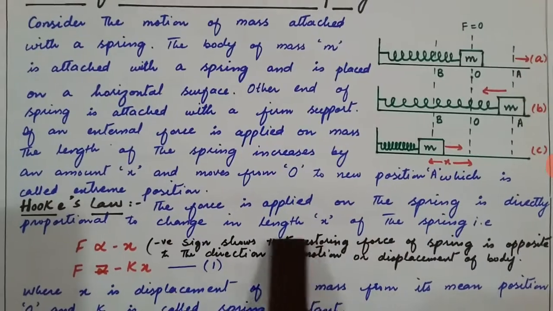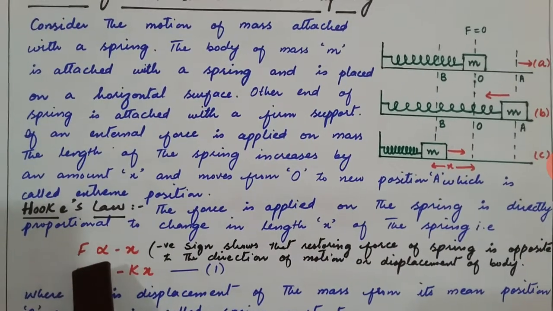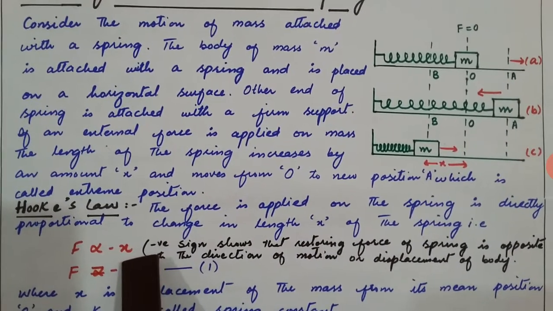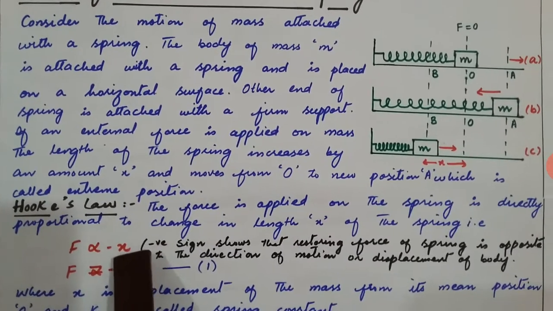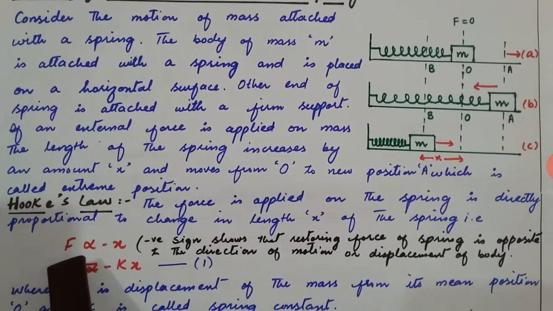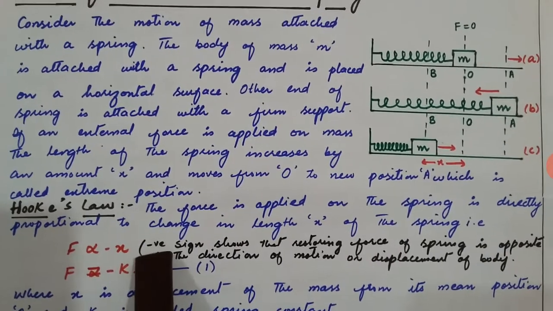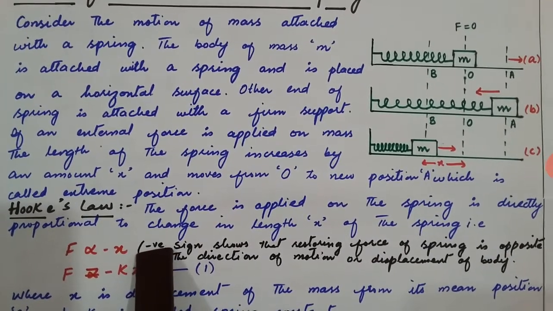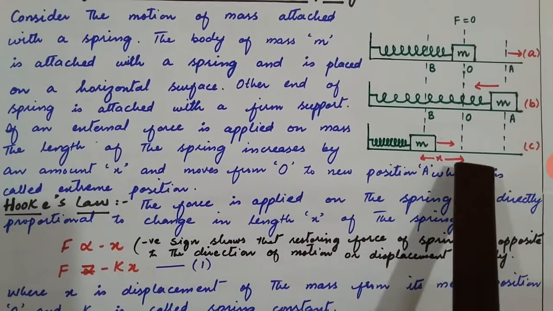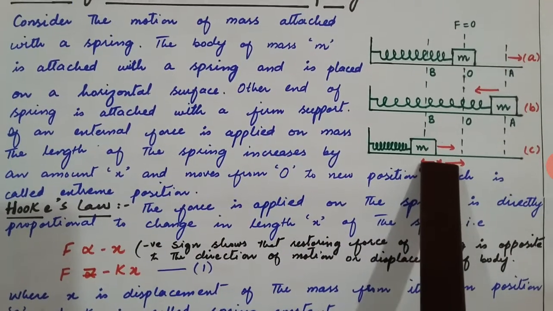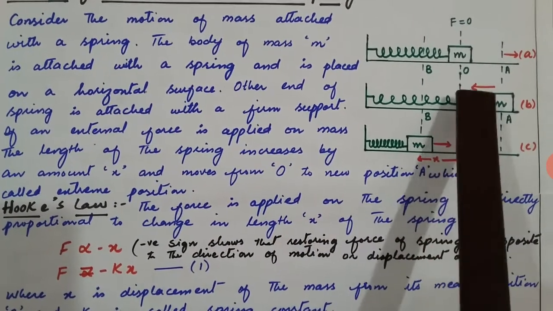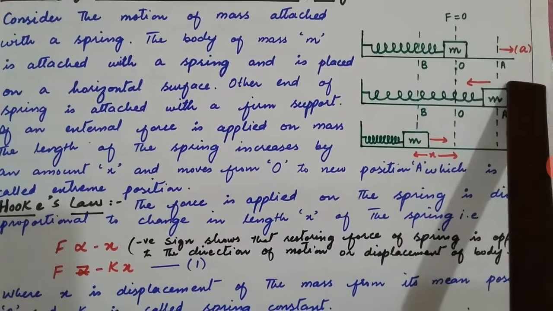So we will write here F is directly proportional to minus x. Here F is the force and x is the displacement from mean to extreme position, the displacement of the body from mean to extreme position.